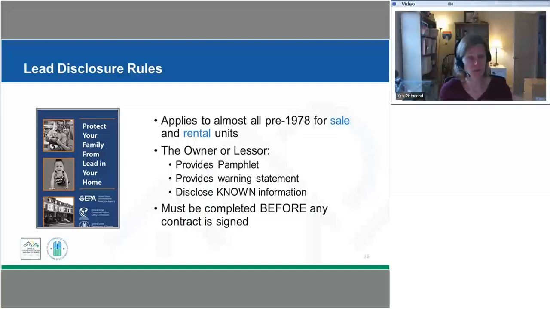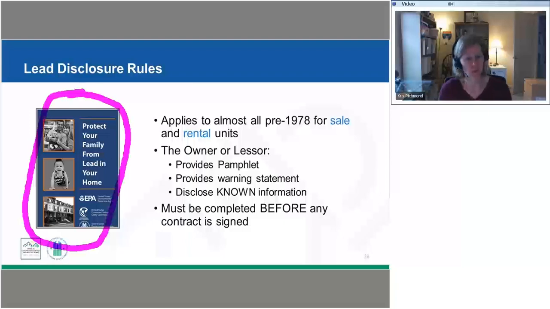And the owner is going to provide the pamphlet, and this is that blue pamphlet you see here, Protect Your Family from Lead in Your Home. This is available on both HUD's and EPA's websites. It is available in multiple languages, and so they will provide that pamphlet. They're going to provide a copy of the disclosure notice, and they're also going to identify in that disclosure where they know any information about the property as it relates to lead.